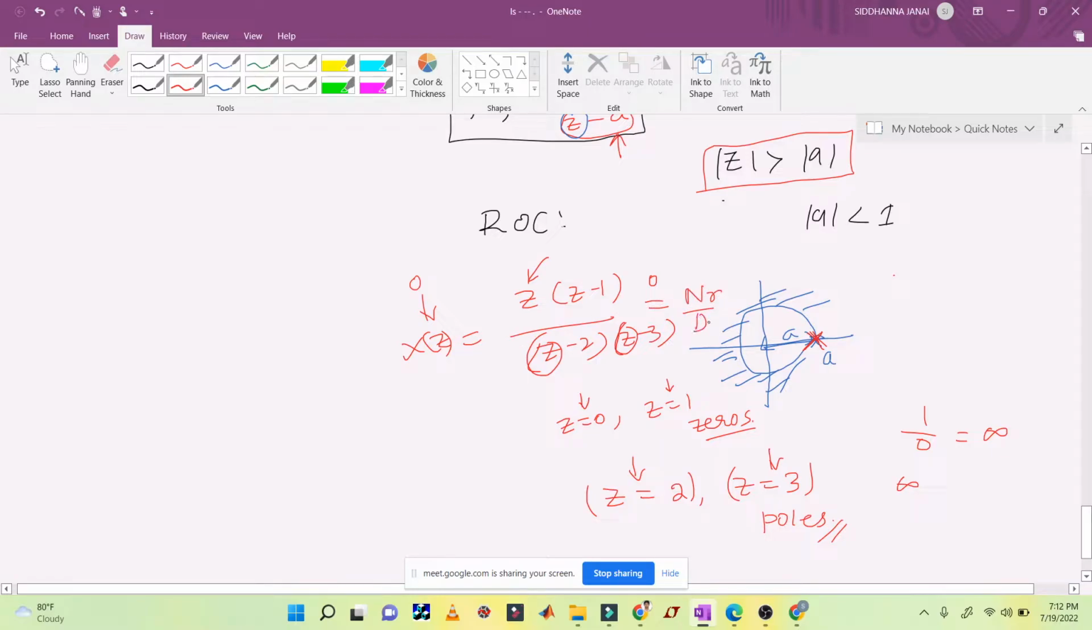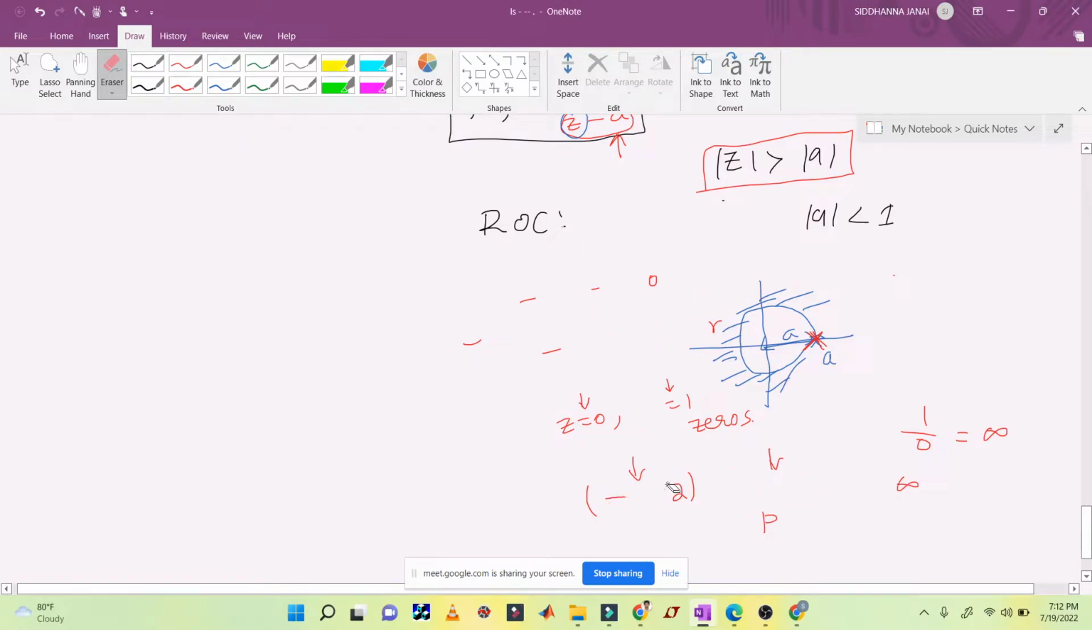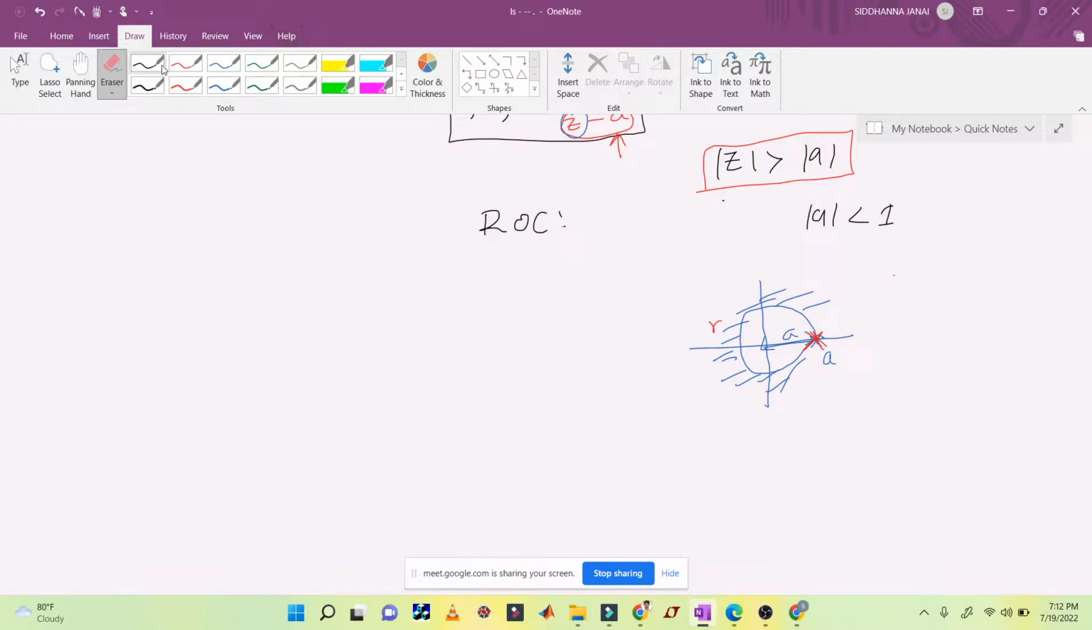For poles you have to look at the denominator. For zeros you have to look at the numerator. Is that clear? Pole zero concept. Please let me know. You can turn on your mic and just let me know how much you have understood. If you have any doubt also, you can ask.